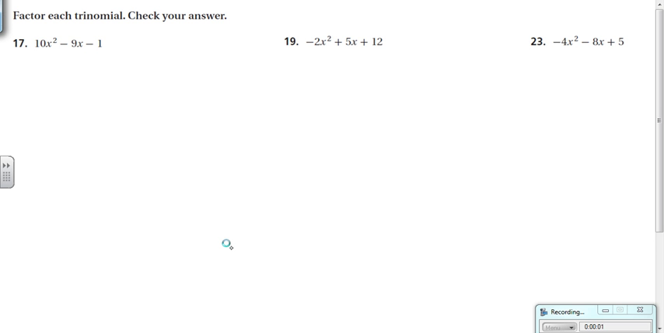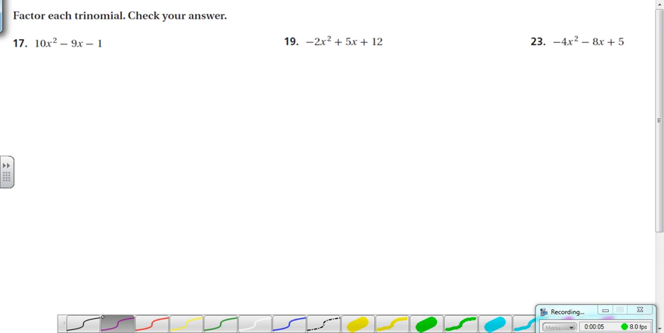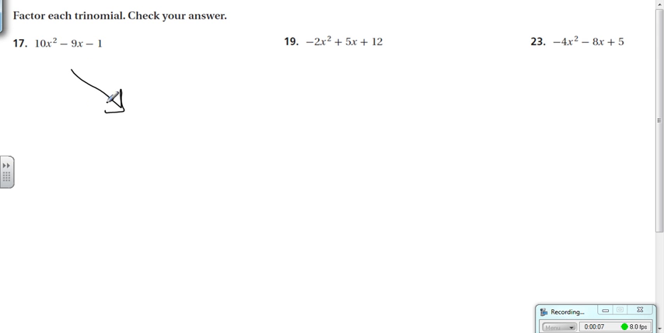17, I have to factor 10x squared minus 9x minus 1. So when I set up my arrows to do 10, I can do 1 times 10, or I can do 2 times 5. Nice thing about negative 1 is I only have one choice. It's a positive 1 times a negative 1. So I'm going to start off with 10 and 1, and then I'm going to put my negative 1 here, my positive 1 here, and see how that works out.